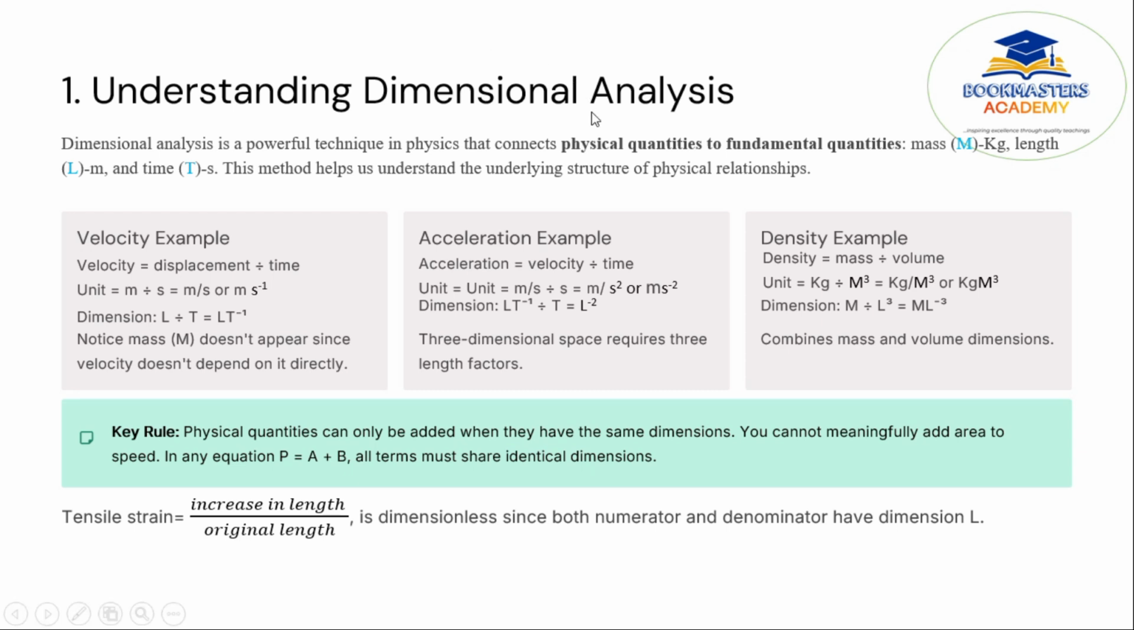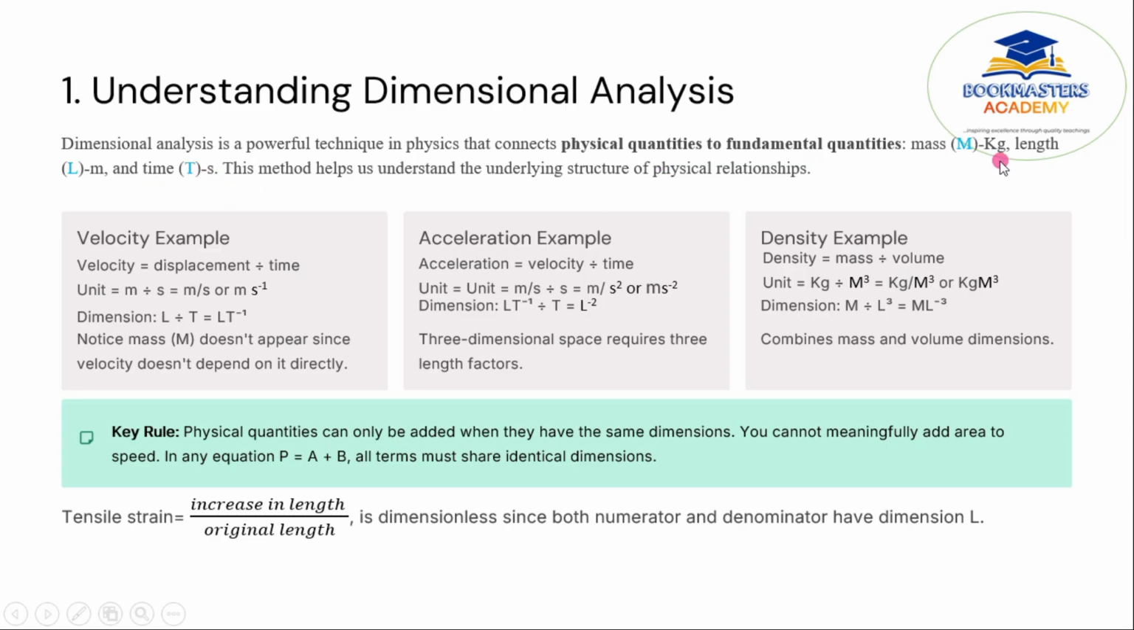Let me make a pointer. We can break down any physical quantity to the fundamental quantities. So let me define it again right now. Dimension analysis is a powerful technique in physics that connects physical quantities to fundamental quantities. So we try to bring down any physical quantity to the fundamental quantities. And in dimension, the most important fundamental quantities that we talk about are mass, length, and time.